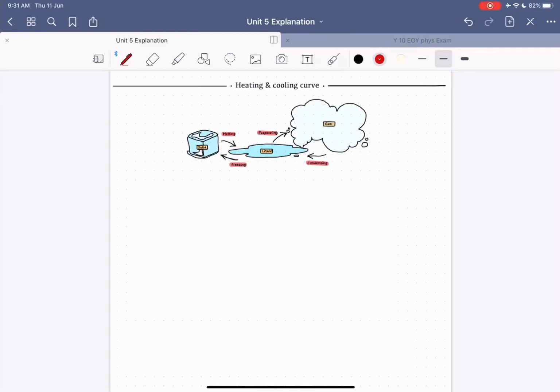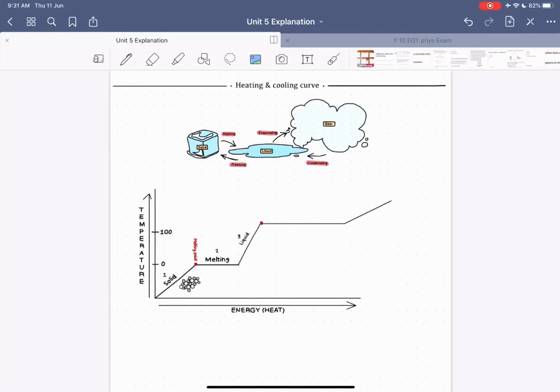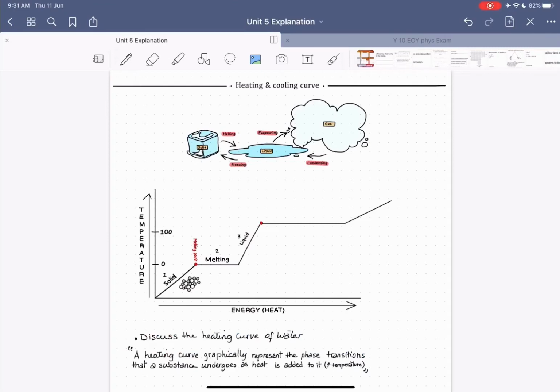Good morning. So today's lesson is about heating and cooling curves. We already know the three states of matter, and we know that we can go from solid to liquid by melting the solid, from liquid to gas by evaporating it, from gas to liquid by condensing, and from liquid to solid by freezing. In fact, this is all represented by something called the heating curve. Today we will discuss the heating curve of water.